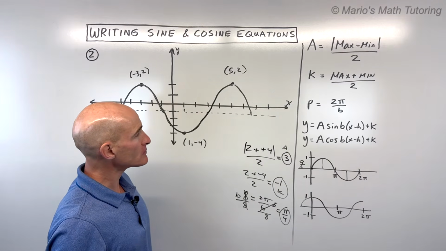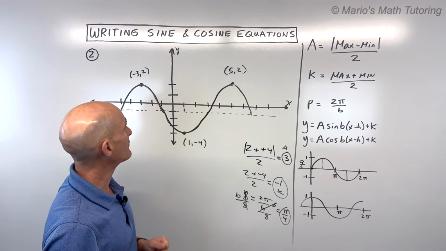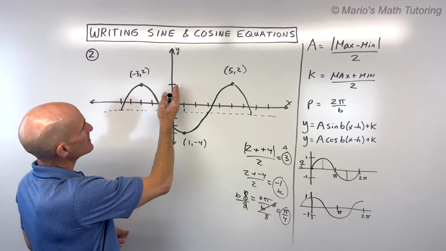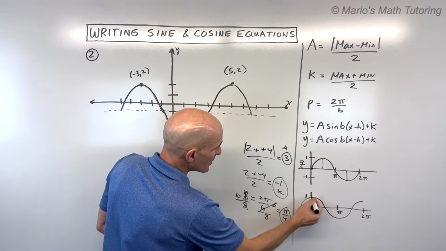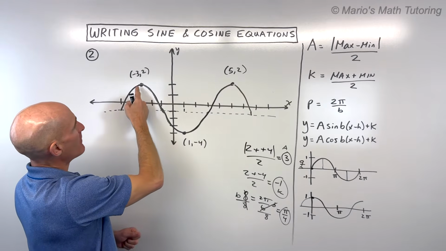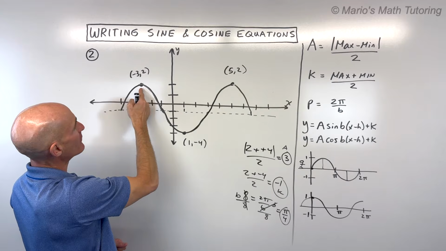So now let's take a look at writing this as a cosine graph first. I think that's oftentimes a little bit easier. And again, I'm going to think about what cosine looks like. It normally starts right here at the maximum, this high point, and it goes down like that. So I'm going to think of this as my starting point right here, but you can see it's been shifted to the left 3.